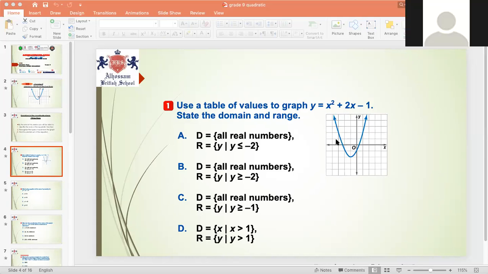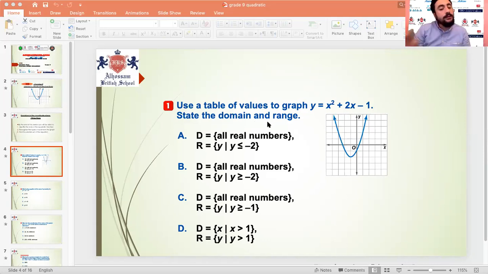The domain is the X. Yes, which is? The X values, so I'm going to say all the real numbers. Yes. So when I ask you, guys, all of you, what is the domain, you're going to tell me all real numbers. All real. Okay? So what about the range?